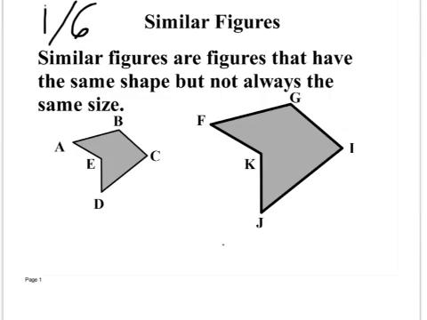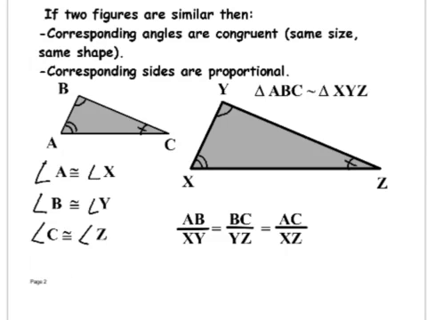Similar figures. Similar figures are figures that have the same shape, but not always the same size. Write this down. If two figures are similar, then they have these two criteria, meaning that the corresponding angles are congruent, they have the same size and same shape.